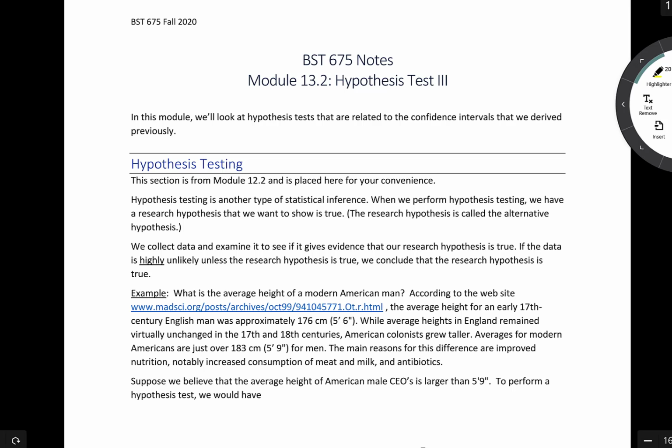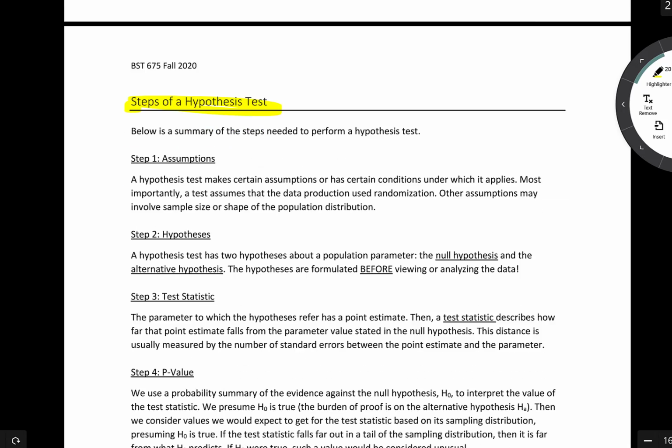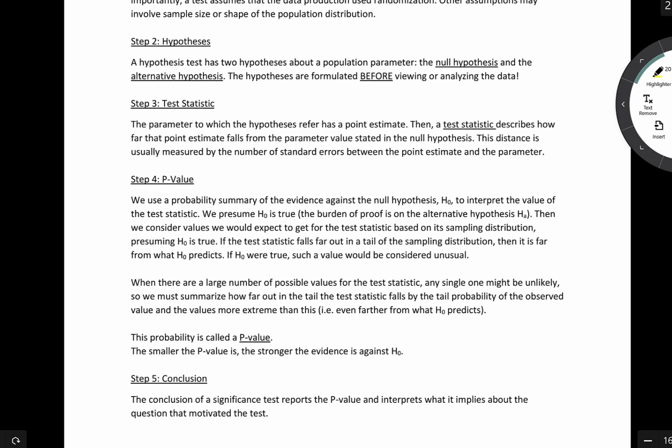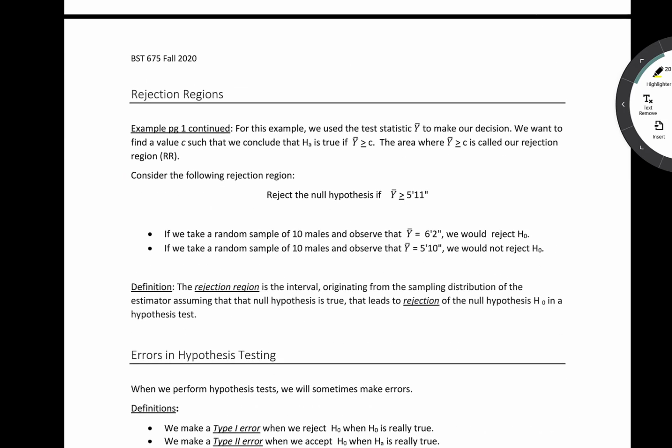So here in the first part of the notes, this section is actually from Module 12.2, and I've just placed this here for your convenience. And again, this is just kind of an overview of hypothesis tests. And you'll notice here we've got the steps of a hypothesis test. And again, in step 4, this is where we had talked about evaluating that evidence by using the p-value. And so again, in this set of notes, we're going to look at something slightly different, which is looking at what is known as the rejection region. So take a moment, pause the video, make sure you review those 2 pages of notes, and when you come back, we're going to talk about rejection regions.